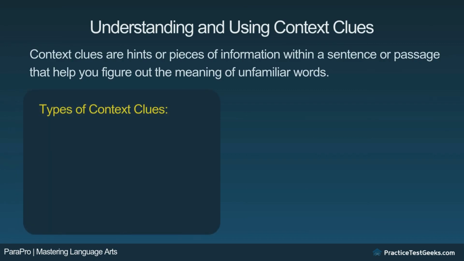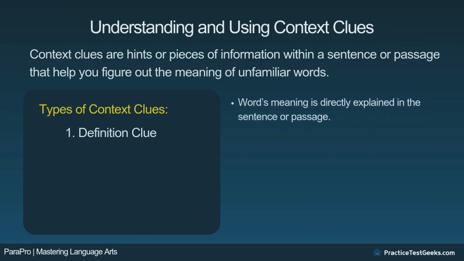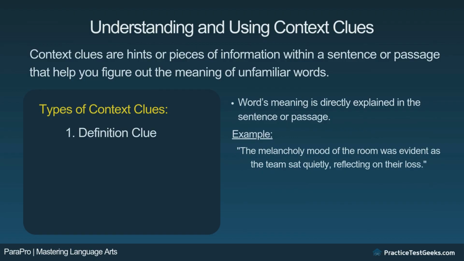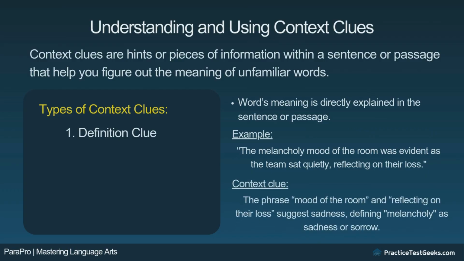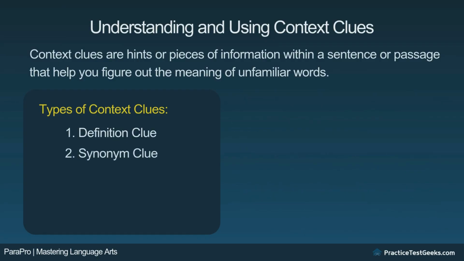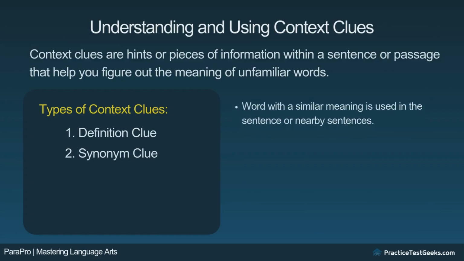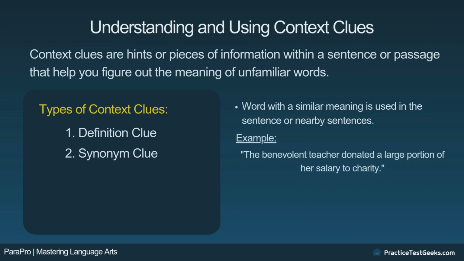Types of context clues. 1. Definition clue. The word's meaning is directly explained in the sentence or passage. Example: the melancholy mood of the room was evident as the team sat quietly, reflecting on their loss. Context clue. The phrase mood of the room and reflecting on their loss suggest sadness, defining melancholy as sadness or sorrow. 2. Synonym clue. A word with a similar meaning is used in the sentence or nearby sentences. Example: the benevolent teacher donated a large portion of her salary to charity.